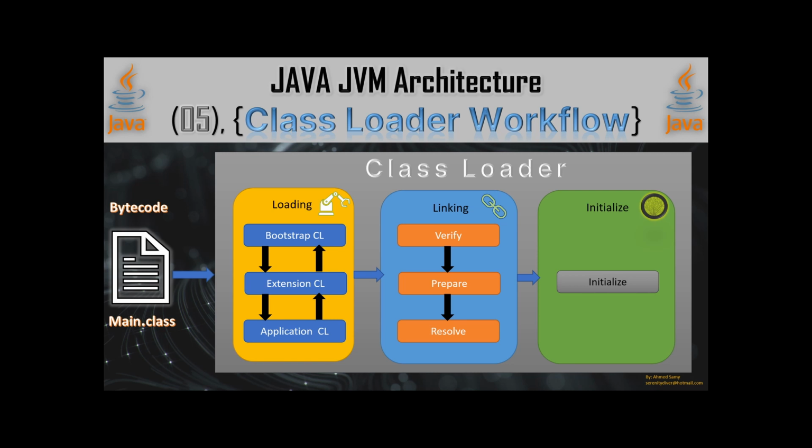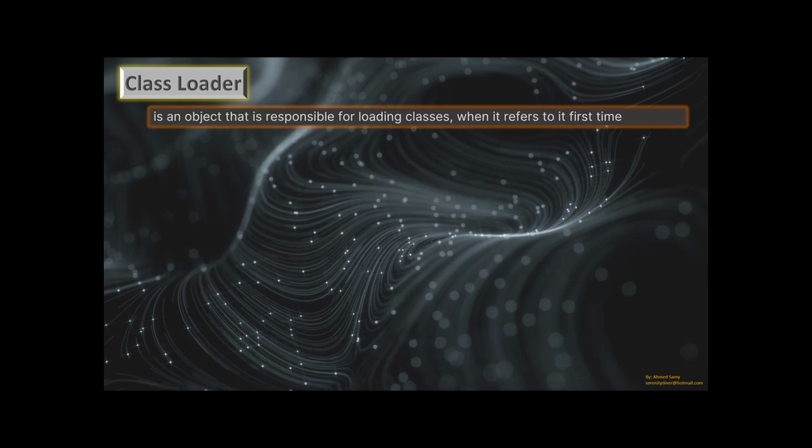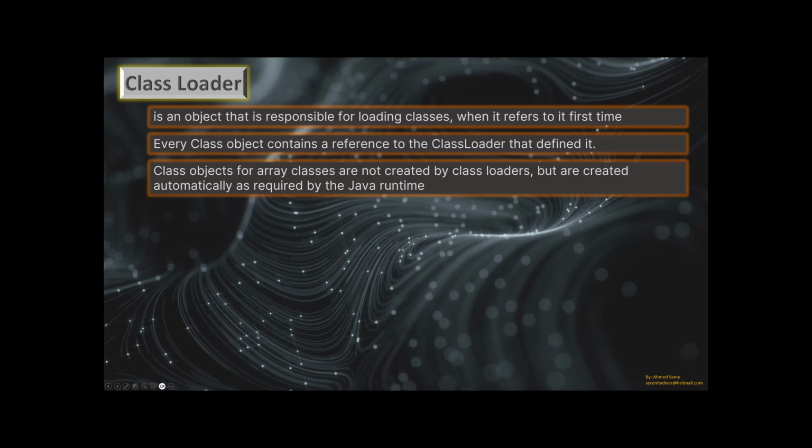Now let's get a bit into the class loader in detail, starting with what a class loader is. Once more, a class loader is an object that is responsible for loading classes when it is referred to the first time, because usually when you start loading your application, every class object contains a reference to the class loader that defined it. So that's on startup. Class objects for array classes, for example, are not created by any class loader but are created automatically as required by the Java runtime. That's for arrays especially.